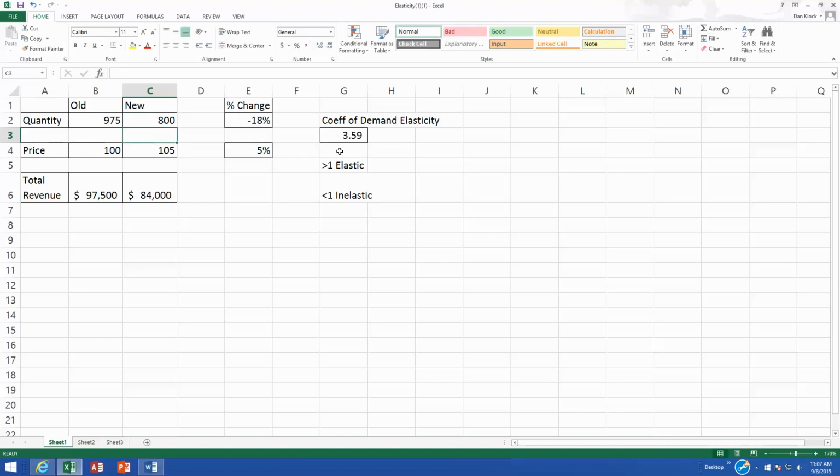There I can see my coefficient of demand elasticity is greater than 1. This is an elastic product. And then take a look at my total revenue. I was making $97,500, then boom, it dropped. The bottom fell out. I'm just making $84,000. So you can play around with these formulas.